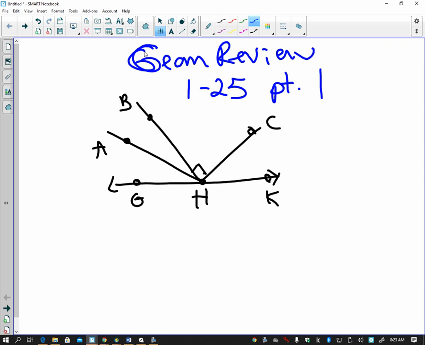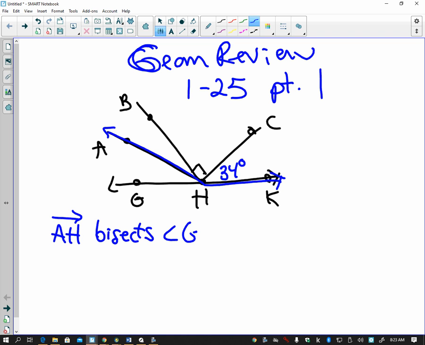if I wanted to know what angle AHK was. Now, they're not going to highlight that in blue like I am, but one thing that they are going to tell you, they might tell you that this is, say, 34 degrees, and they'll tell you that ray AH bisects angle GHB, and you need to find angle AHK. How do we go about doing that?